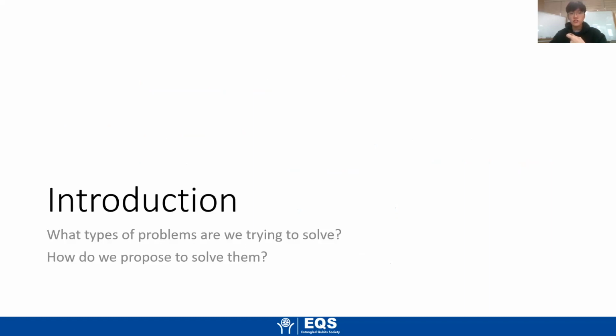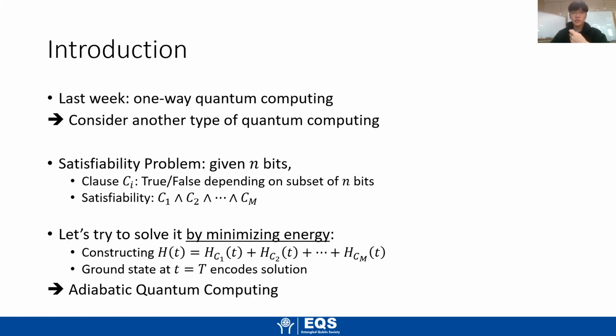So as an introduction, I would like to talk about what types of problems we're trying to solve and how we propose to solve them. Last week, Xion gave us a nice introduction about one-way quantum computing. So I decided that maybe this week it would be nice to talk about another type of quantum computing. And the type of problem that we're trying to solve today is something called the satisfiability problem.